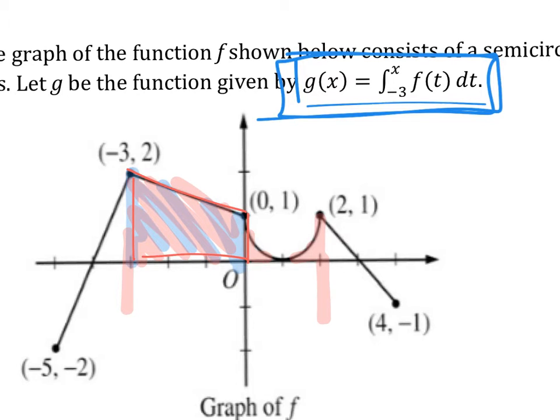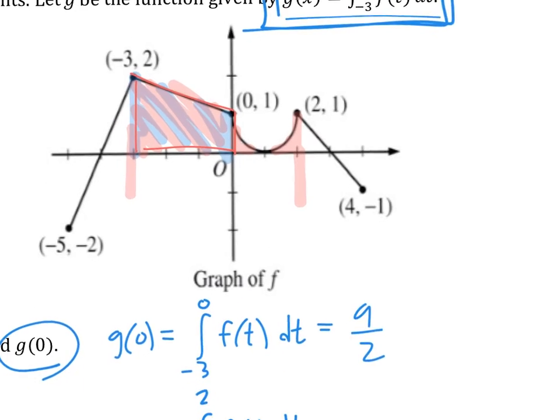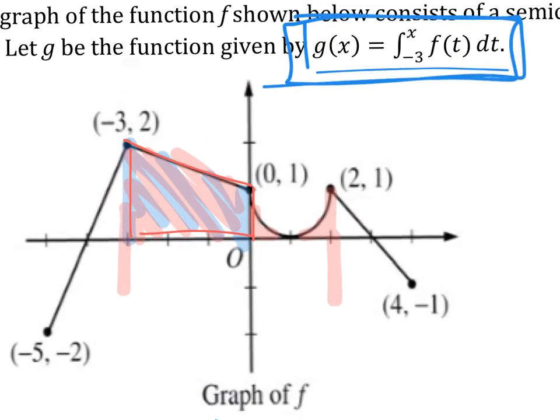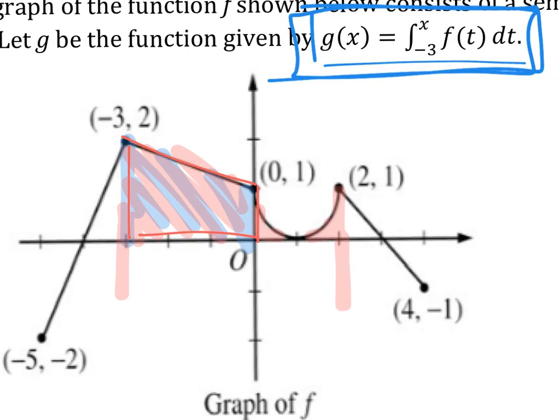We figured it out last time. What was it? 4.5? Something like that. Was it 2? Sorry, 2 plus 1 times 3 divided by 2. Yeah, 9 over 2. 9 over 2.